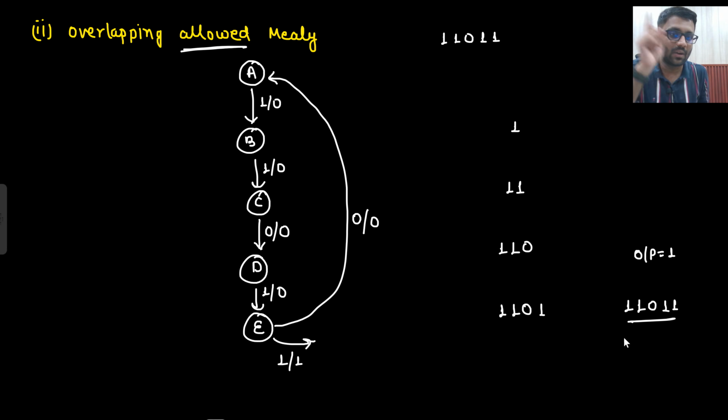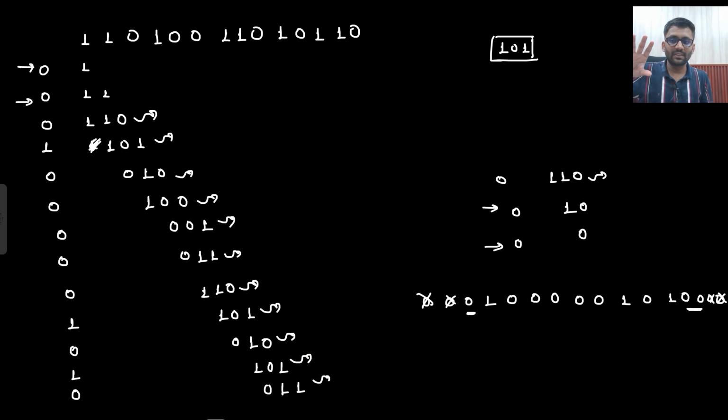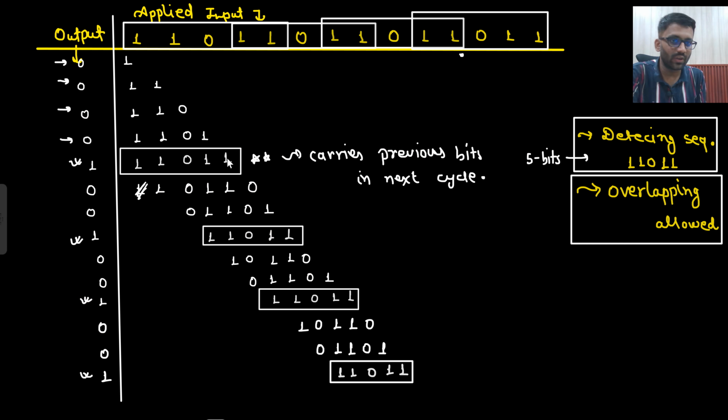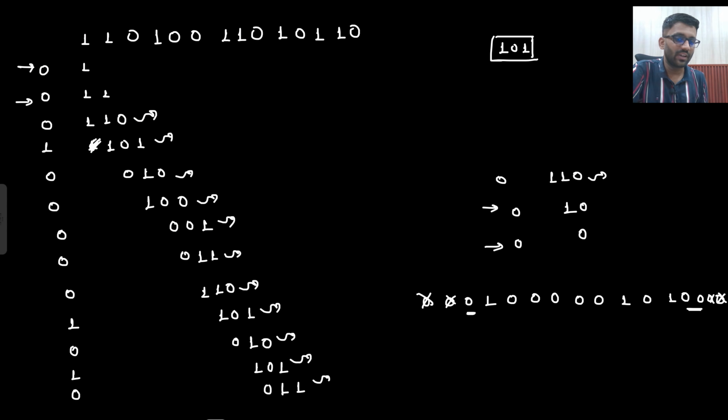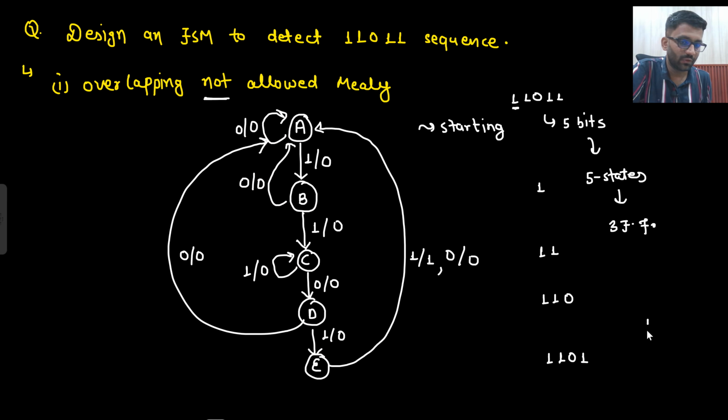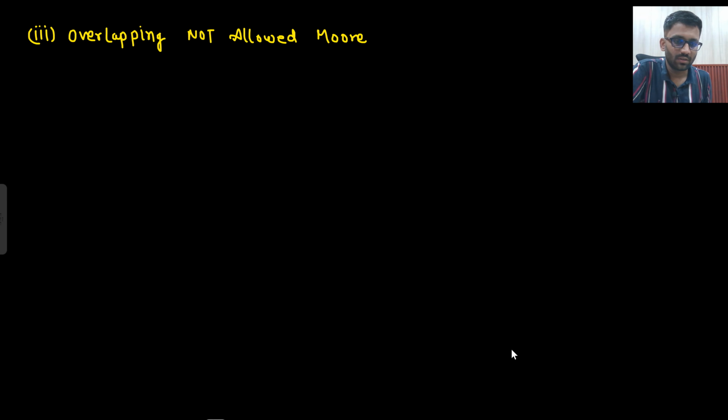If overlapping is allowed, then you see here the overlapping was allowed. So it was not starting from the beginning. It looked for the best case, that these two 1 1 can also be useful for me. These two 1 1 which I am getting in this state, these can also be useful for me, because what if in the next states I get 0 1 1? So now it will look for the best case.